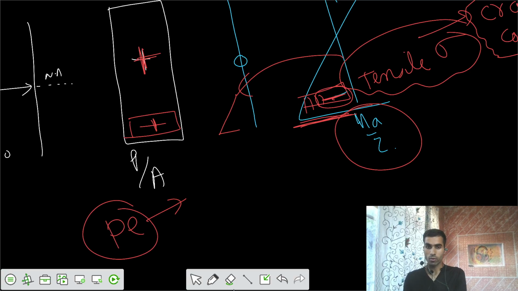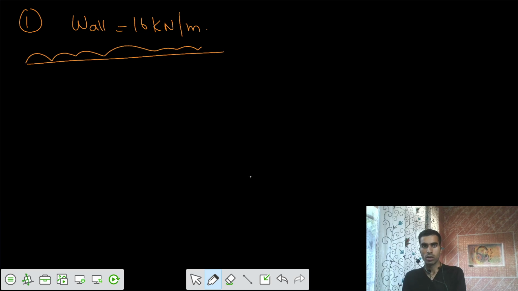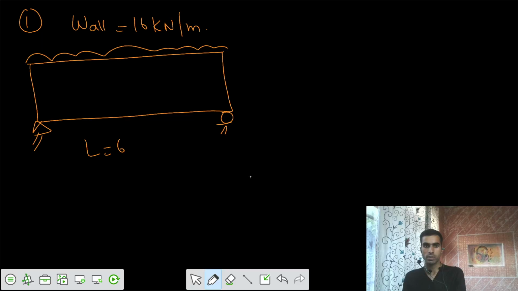Let's take problem number one for the stress concept. We have a UDL, W all, of 16 kilonewton per meter, because of the dead load and the live load, on this simply supported beam of length 6 meters. L equals 6 meters.